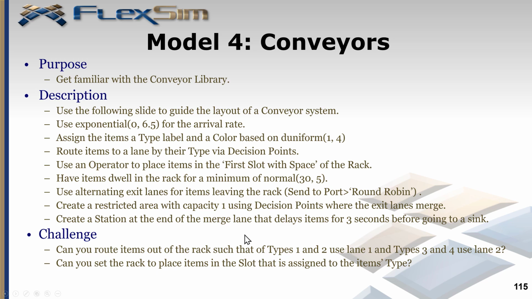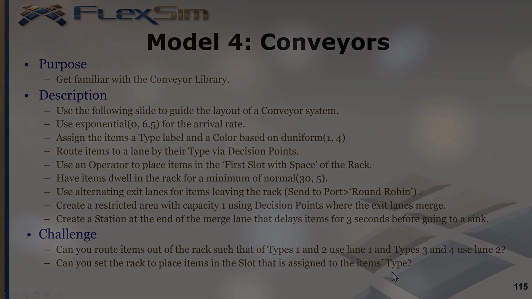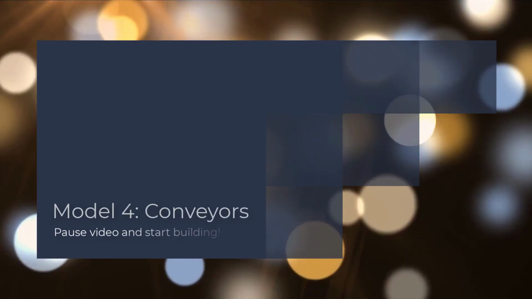Can you route items out of the rack such that types 1 and 2 use lane 1 and types 3 and 4 use lane 2? And can you set the rack to place items in the slot that is assigned to the item's type label, matching a type assignment of the slot, which you'd have to paint in? Okay, it's now time for you to try to build this model on your own.